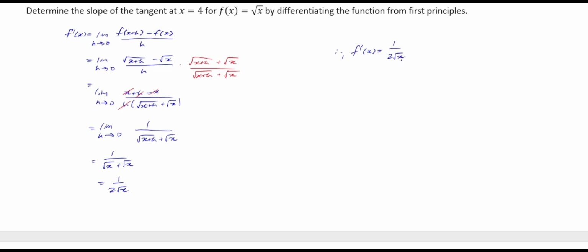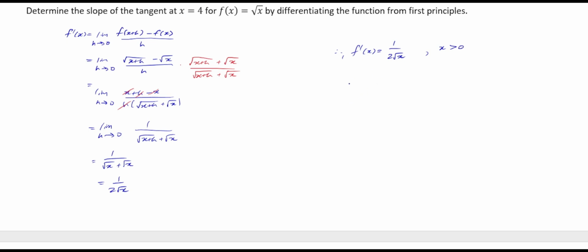And I'll notice right here that I have a restriction on the domain of my derivative function. Okay? Not a restriction on the domain of the original function, but the restriction on the domain of the derivative function is x has to be greater than 0.